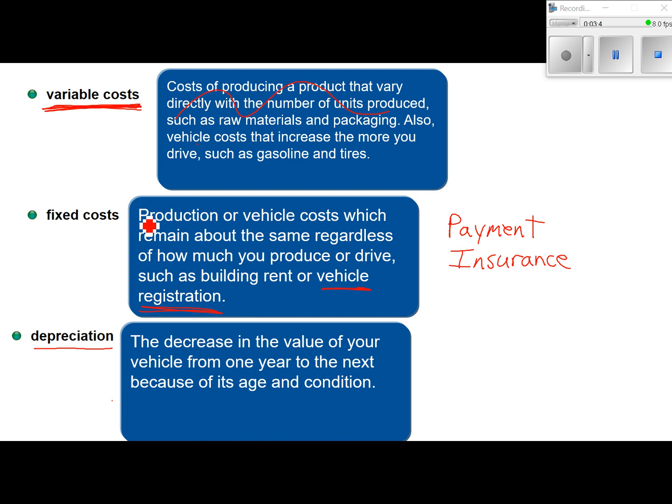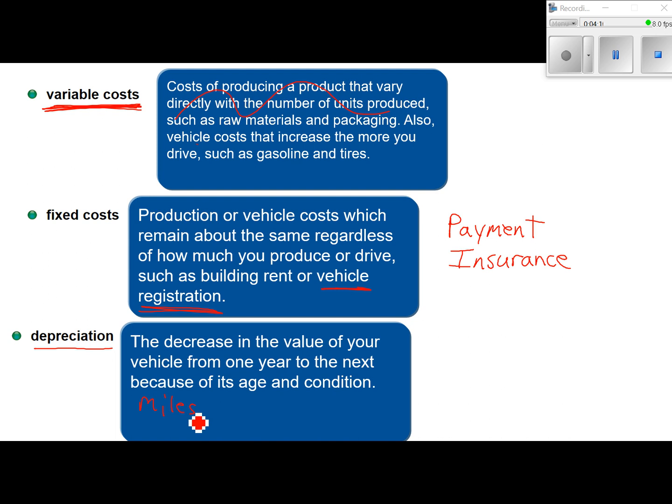So depreciation is the decrease in value of your vehicle from one year to the next because of its age, condition, miles on it. The more miles it has on it, the more it's going to depreciate, the more it's going to go down in value. So these are all things that go into owning and operating a vehicle.